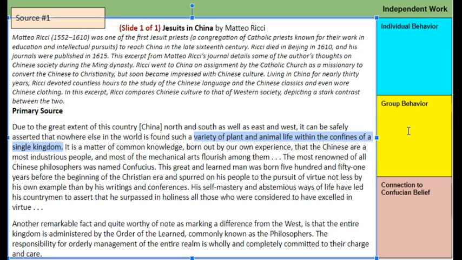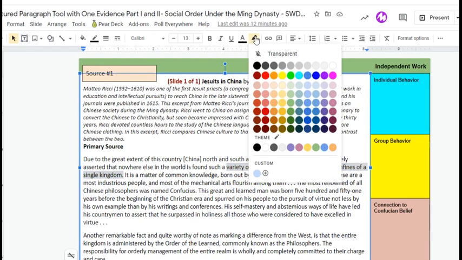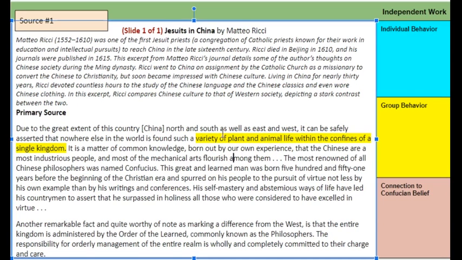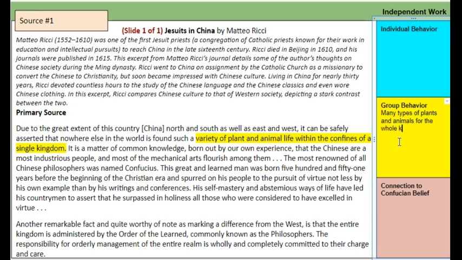So I am going to highlight it. I'm going to go up to the highlight color and highlight it yellow. So when I remember it later, it's, "Haha, that's something for group behavior." And I could do it now or I could do it later. I can write, okay, many types of plants and animals for the whole kingdom. Probably not the biggest fact, though. I probably want to look a little more for group behavior. This is not the strongest argument, but I want to show you how you do it with the highlighter.